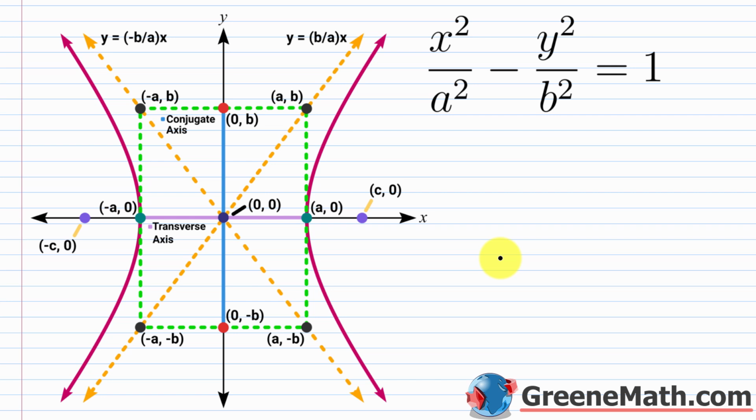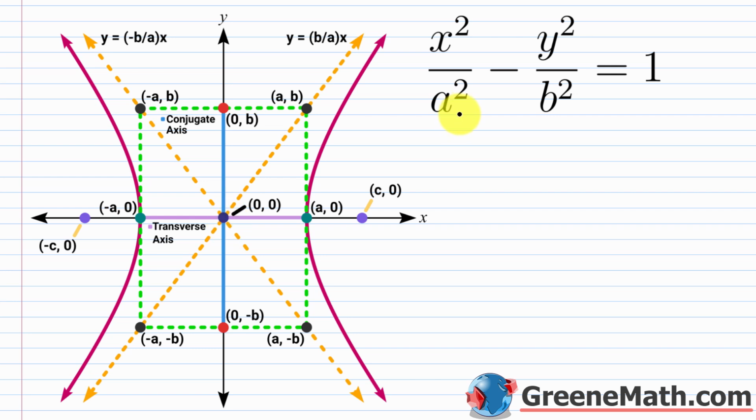If you're struggling with this, it's usually because the formulas are changing around based on if you have a horizontal hyperbola, so one that opens to the left and to the right, or a vertical hyperbola, so one that opens up and down. So we're looking at x squared over a squared minus y squared over b squared equals 1. So this is a horizontal hyperbola with its center at the origin, or the point 0, 0.